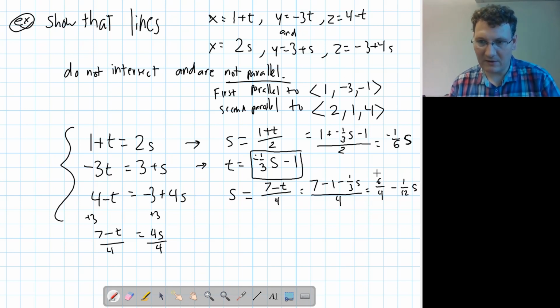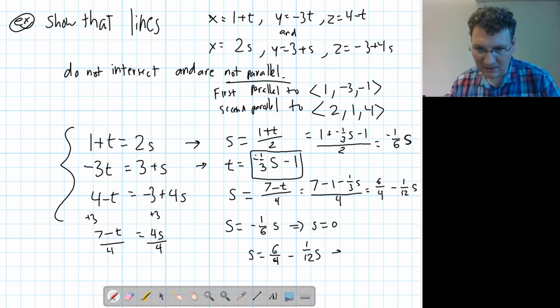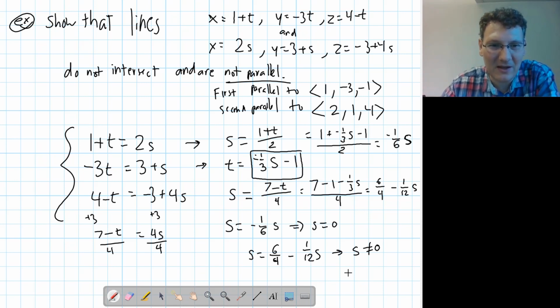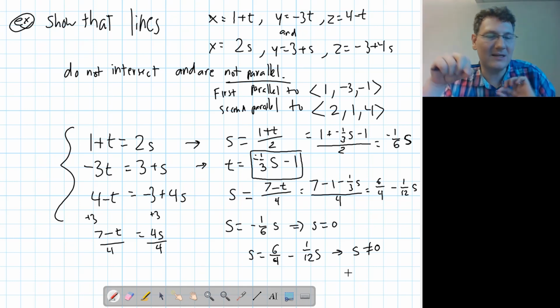So the first equation, if s equals negative 1/6 s, that implies s equals 0. But if s equals 6/4 minus 1/12 s, well, I'm not going to solve it exactly, but I know that that means s is not equal to 0. That won't solve this equation. So anyway, this is inconsistent. Because this system of equations cannot be solved by a single value of t and s, there's no point on either of the two lines where the two lines intersect.